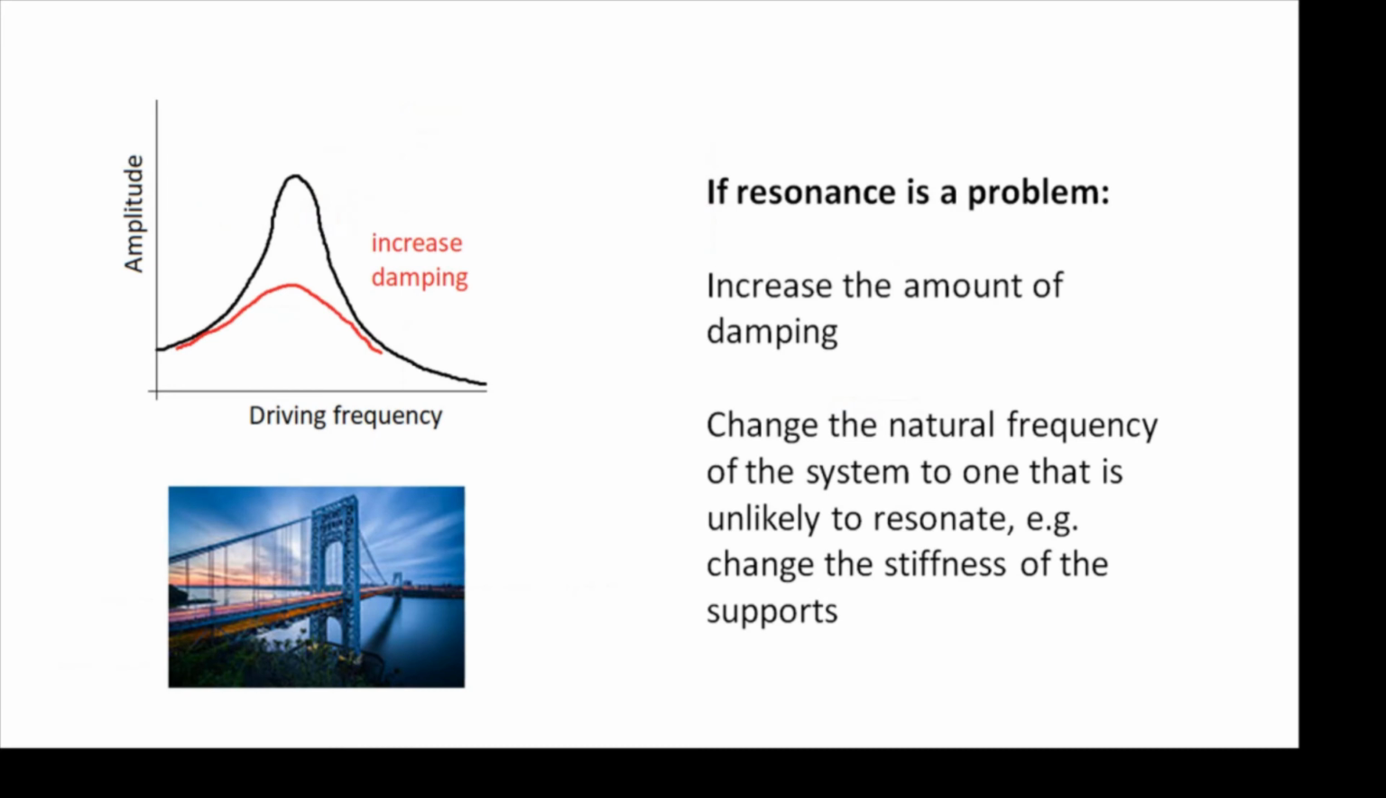If resonance is a problem, for example, it may be a bridge resonating when soldiers march over it, or due to wind or whatever, then you can do a few things. You can increase the amount of damping. If you increase the damping, then the resonant frequency will be the same, but all of the amplitudes will be smaller. The other thing you can do is change the natural frequency of the system so that the natural frequency becomes one which doesn't match the driving frequency. You could do that by changing the stiffness of the supports.